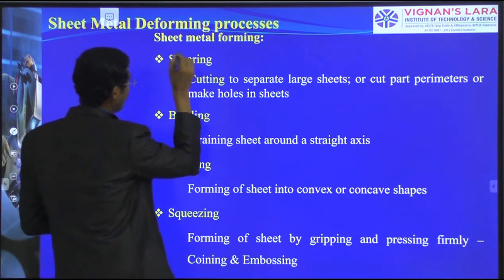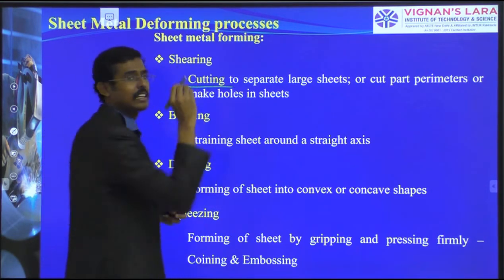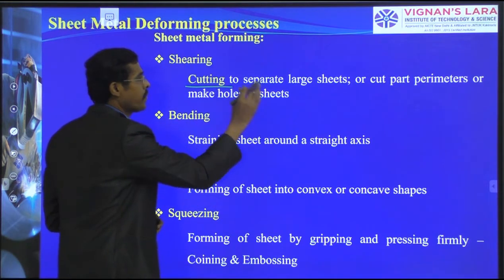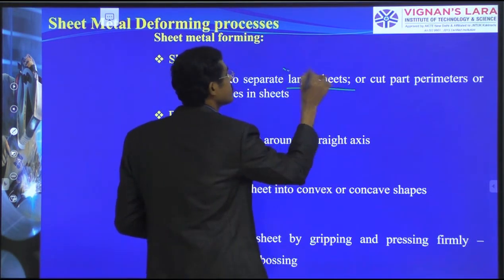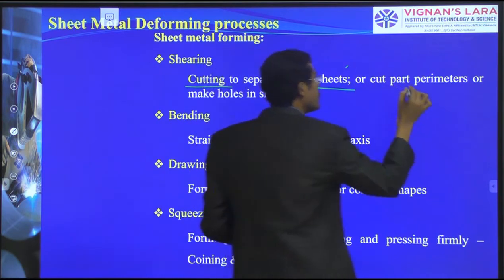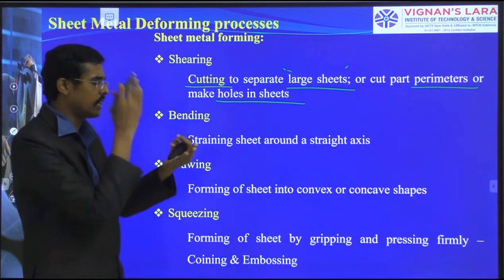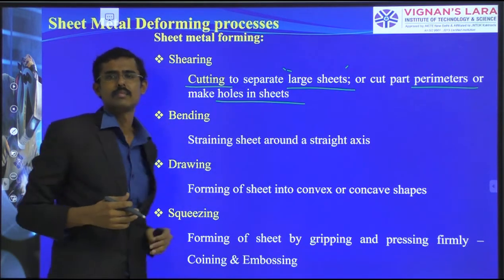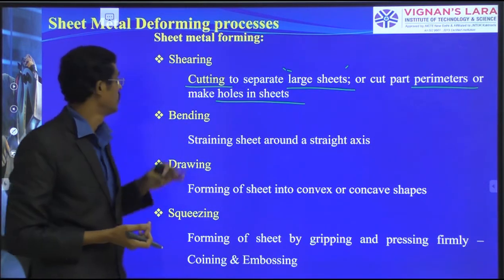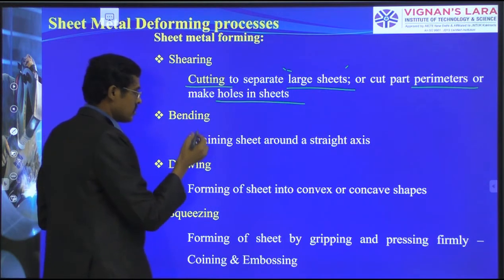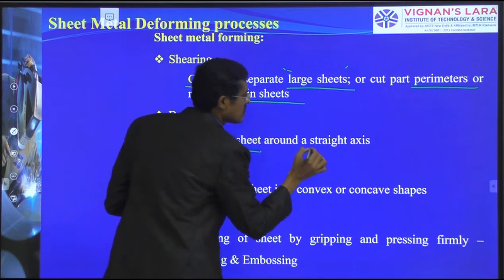You see, the first word itself, it is a cutting treatment. Cutting is to separate a large sheet, or cut part primitives, or make holes in the sheet. Nothing but we are cutting a long sheet from the rolling. It's nothing but a shearing treatment. Then bending, straining a sheet around a straight axis.